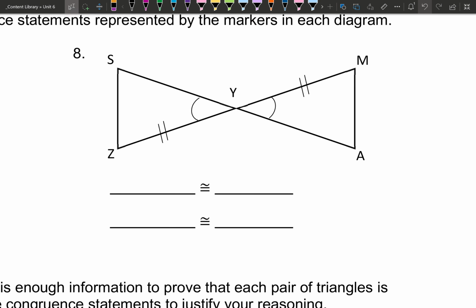Number 8, same idea. We've got a side and we've got an angle. This time I decided to mark the side with 2. Doesn't matter. I just felt like it. I got side ZY. You could have called it YZ. Still correct. And I have side YM or MY. Doesn't matter which way you call it.